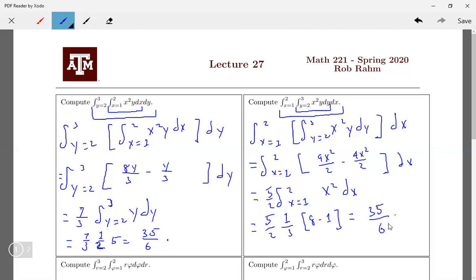So observe that we got the same answer even though the integral went in different orders. This is actually true. This is essentially true in general for the functions that we're going to see in this class. It's called Fubini's Theorem. We'll see it below. And in the next set of videos for lecture 28, you will see why this is true.